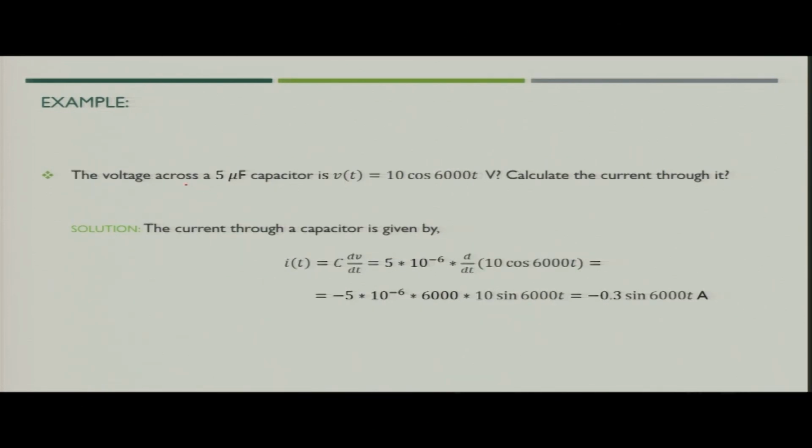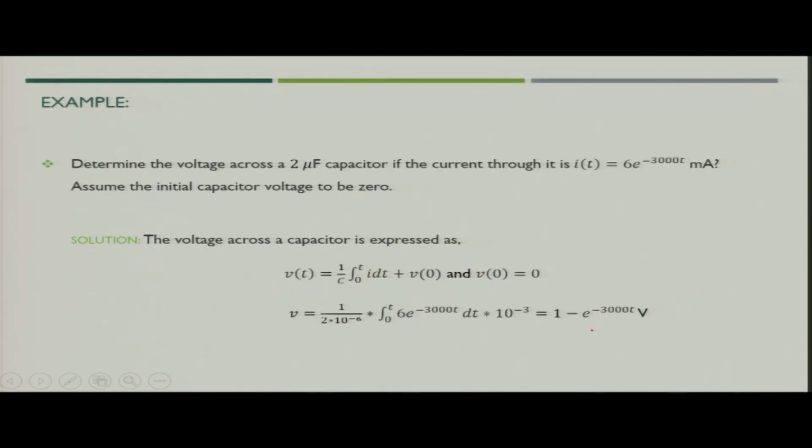Now, if the voltage across a 5 microfarad capacitor is sinusoidal, that is v(t) is equal to 10 cos 6000t volt, how will you calculate the current passing through it? You have to use the formula i(t) is nothing but C dV by dt. You differentiate V with respect to time and put the values, and you will get the current as minus 0.3 sin 6000t ampere.